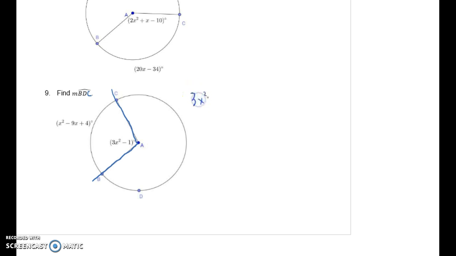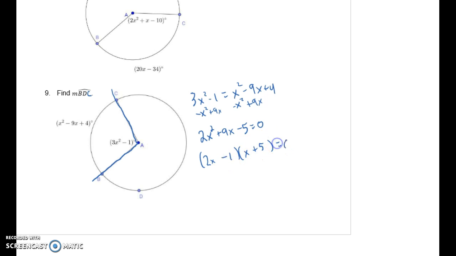So 3x squared minus 1 equals x squared minus 9x plus 4. Now, I can bring everything over to one side and solve. By subtracting x squared, we're going to get 2x squared. Then we're going to add 9x. And then subtract 4 from both sides, and this is what we end up getting. So I'm going to factor. I've got a 2x and an x, and it looks like a plus 5 and a negative 1. And so x could be one of two things, positive 1/2 or negative 5.